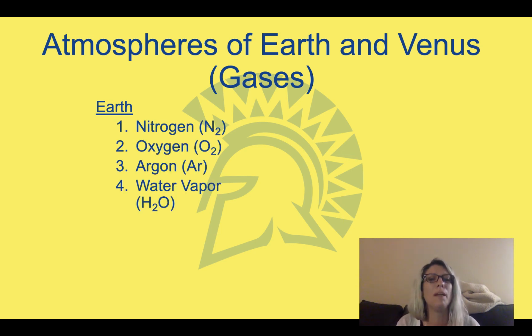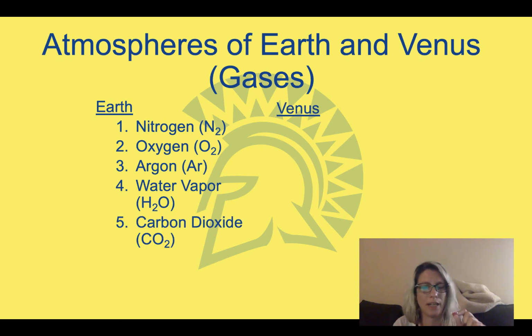So Earth is going to be mainly nitrogen, by far nitrogen. And then we're going to have some oxygen and a little bit of argon, a little bit of water vapor, and a little bit of carbon dioxide. Water vapor and carbon dioxide actually are trace gases. Okay, but Venus is going to be mainly carbon dioxide and nitrogen.